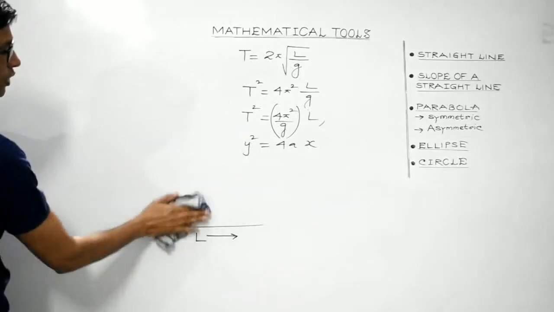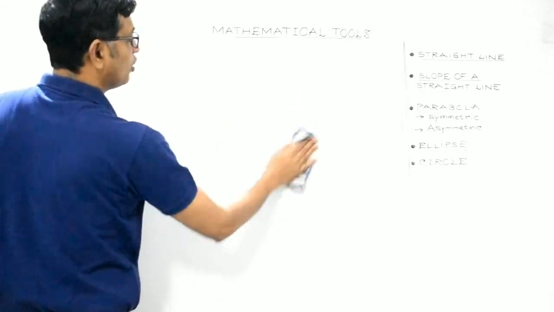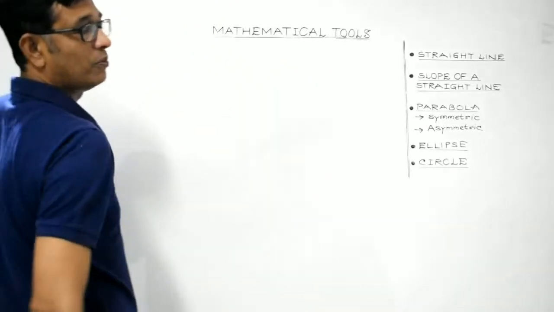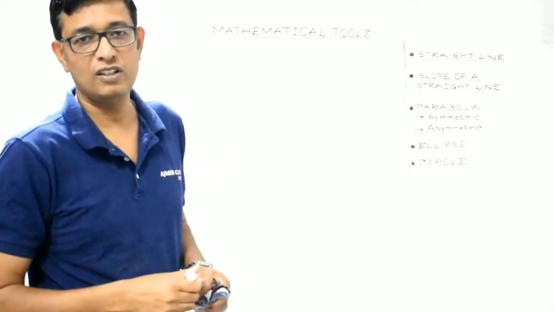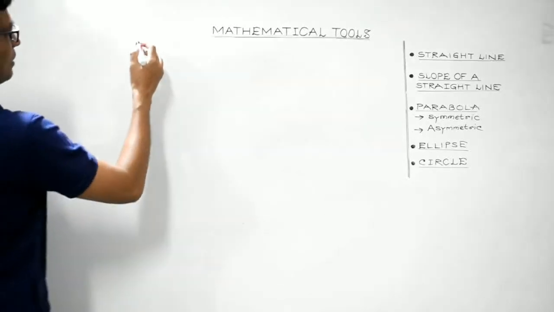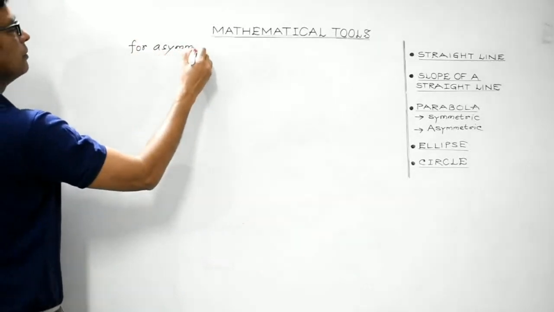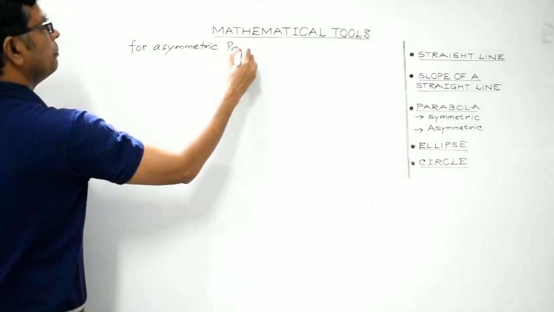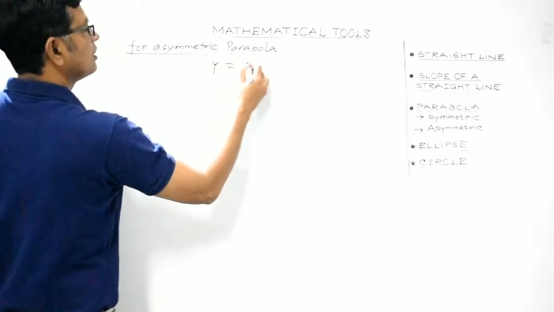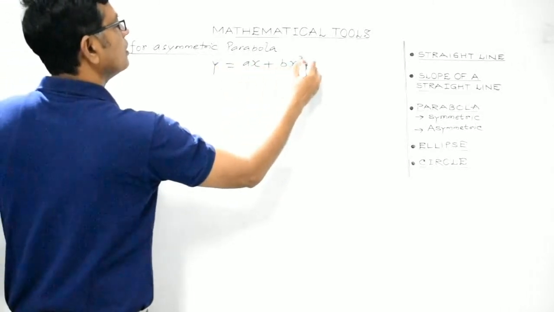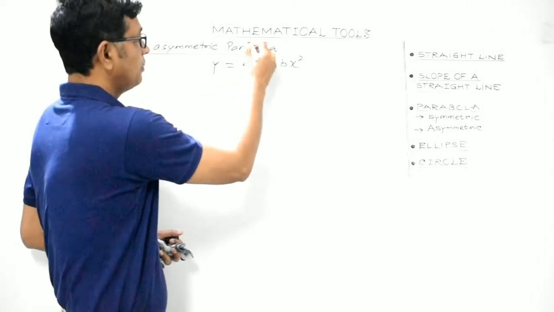So y square equals 4ax, or x square is equal to 4ay, or y square is equal to minus 4ax, or x square is equal to minus 4ay. These all are the standard equations of a symmetric parabola, right? For an asymmetric parabola, the standard equation is y is equal to ax plus bx square. That's the standard equation. So students, here again, it's a parabola.